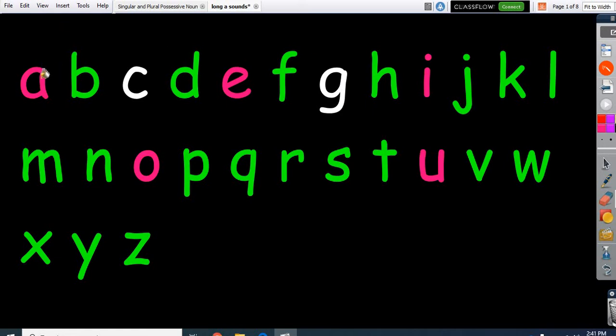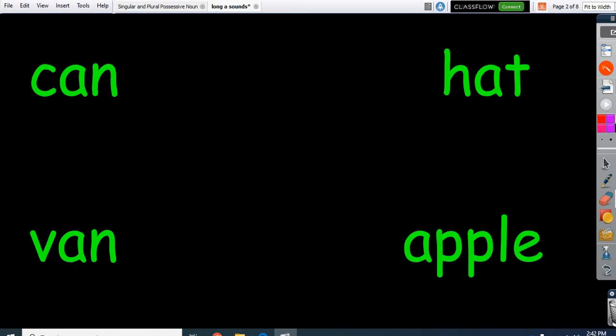Now, these vowels that I've got pink, they make different sounds too, don't they? Yes. We have talked about how there are short vowels and long vowels. We're going to go over those today, and that's what we're going to be working on for a few weeks. There are lots of ways to make these vowels be long, so we're going to look at them, and we're only going to be talking about the letter A today, okay? Just the letter A.